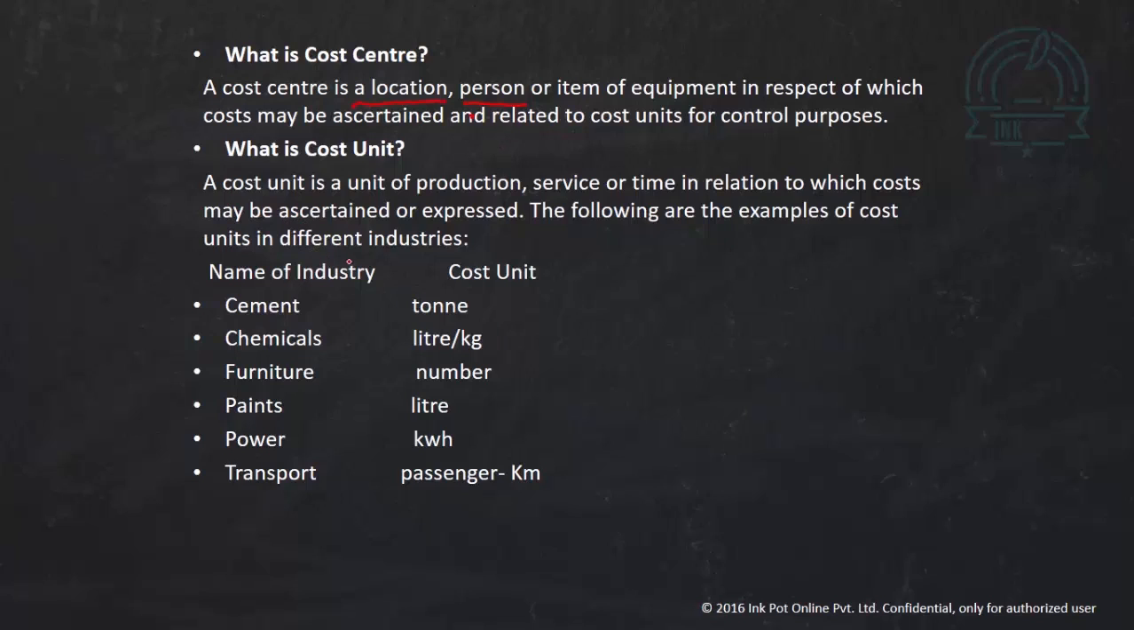Next, cost unit. Cost unit means per unit cost. In case of cement, we calculate the cost per ton. If we are producing chemicals, its cost is calculated in liters. If we are producing furniture, we calculate the number of desks, number of chairs produced. So the number will be the cost unit. Paint is again manufactured in liters. Power is measured in kilowatt hours, and power is again a service. Transportation companies also provide service, so we calculate cost per passenger per kilometer. So this is the cost unit of a cost object.